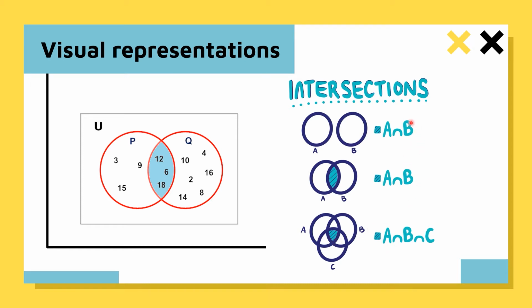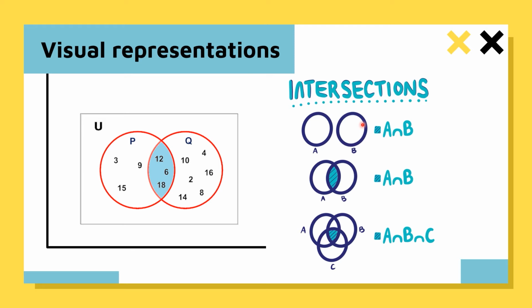Now what can you tell about this first representation? A and B are drawn separately and there is no overlapping at all. What does it mean? It means A and B do not have any common elements. They are disjoint sets. Remember, this is another type of set. When there are no common elements between any two sets, they are called disjoint sets.